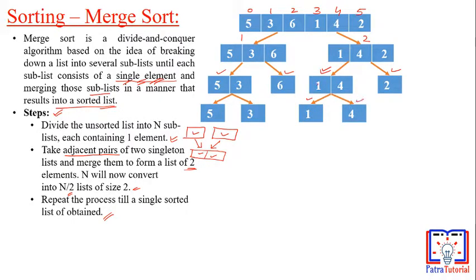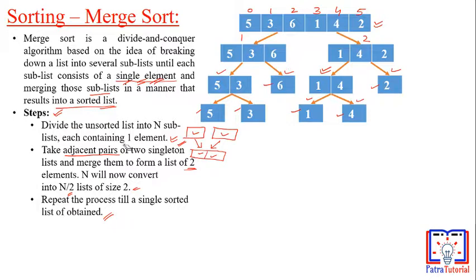Now see, this was the original list or array, and then I have divided the original list into sublists. These are the sublists, right? This one, this one, this one, this one, this one, and this one, right? And each sublist is having only a single element. Okay, now this first step is completed, right? Now I have successfully divided the original list into different sublists.